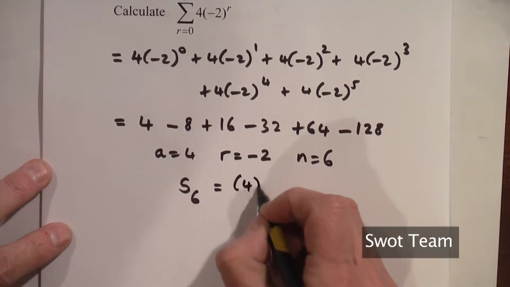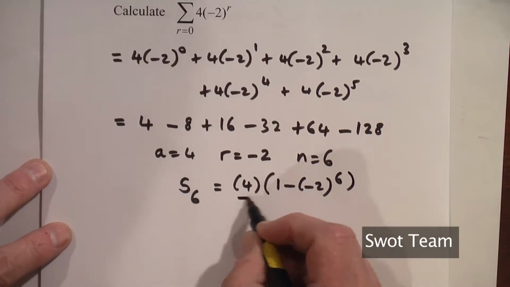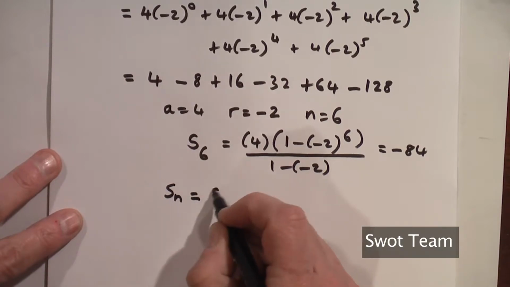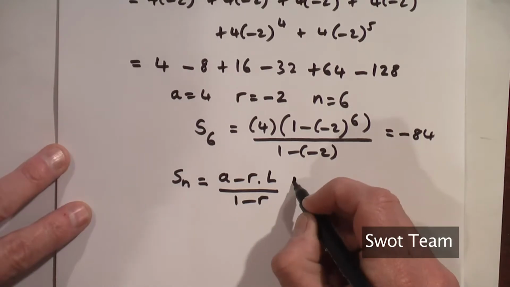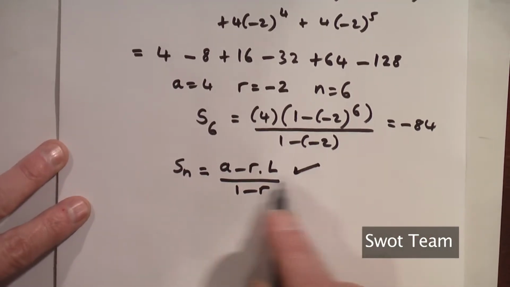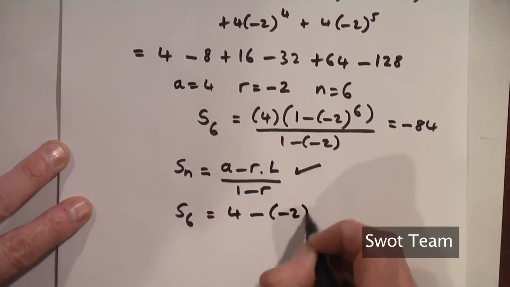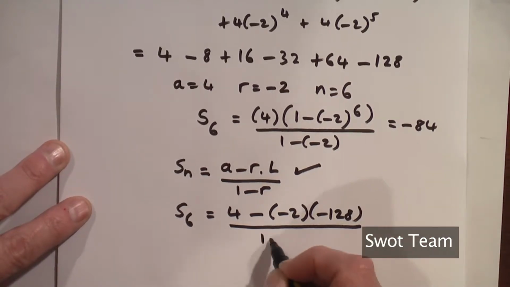It's going to be a times (1 minus r to the 6) all over 1 minus r, since r is less than 1 in magnitude is not the case here, we use this form. Work that out, negative 84. Simple calculator work. By the way, if you want to use the other formula with the last term of a geometric, you can use this formula as well. Sn is (a minus r times L) over 1 minus r. It works quite nicely as well, so that's also acceptable. Then you would sub in: S6 is the first term minus the constant ratio times the last term, which is minus 128, divided by 1 minus r.